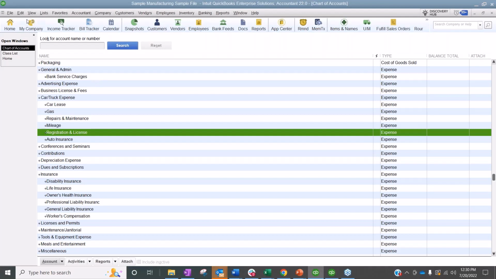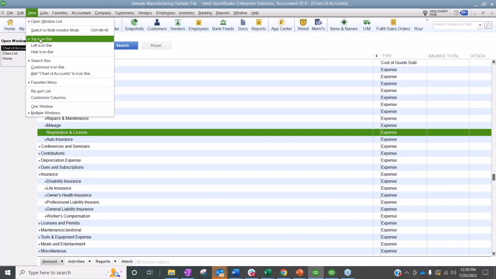There was one other question I just wanted to show you guys. They're asking about my view here, having the top icon bar. You can come under View and go to Top Icon Bar, and then you can add in your open windows list here. So that's how you flip that across. I know that used to drive me crazy too.